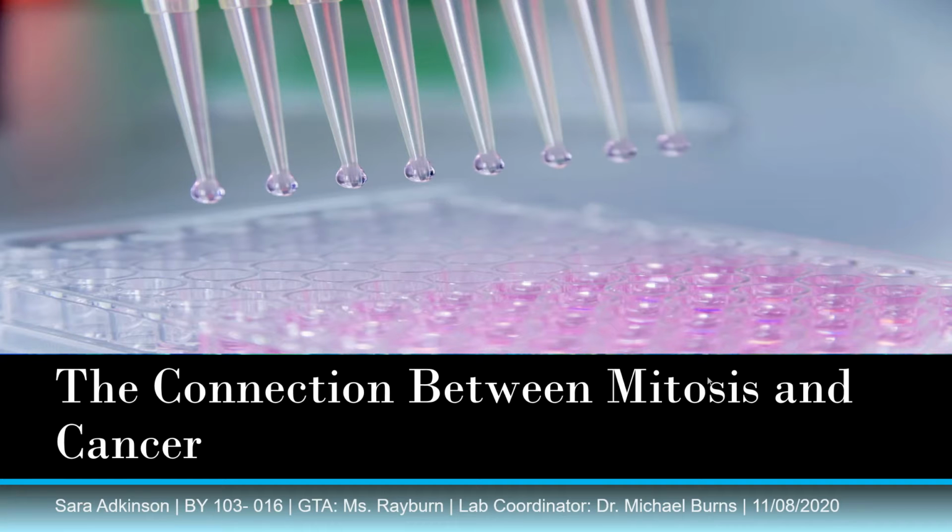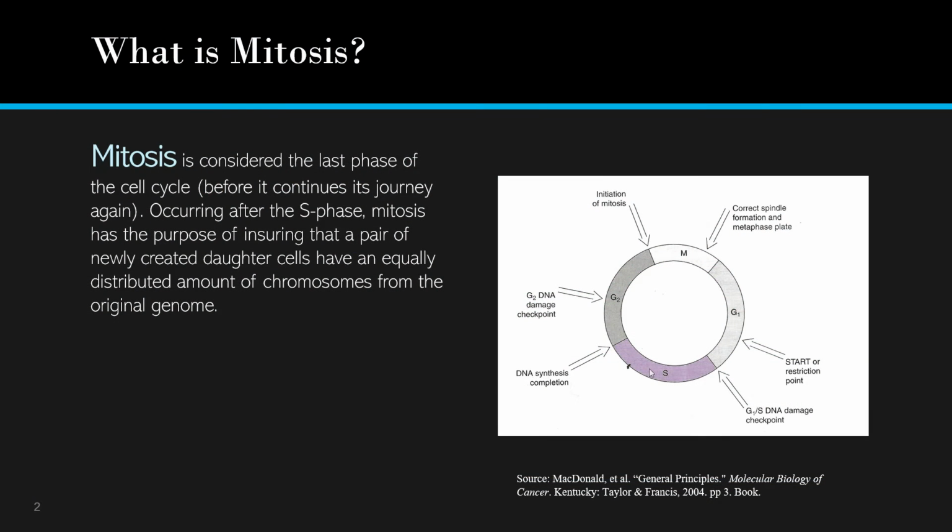Really quick. So, my prompt was the connection between mitosis and cancer. And mitosis is the last phase of the cell cycle. It occurs after the S phase, and it's mainly involved in the actual few steps before the splitting of the daughter cells. It kind of gets them ready for that.